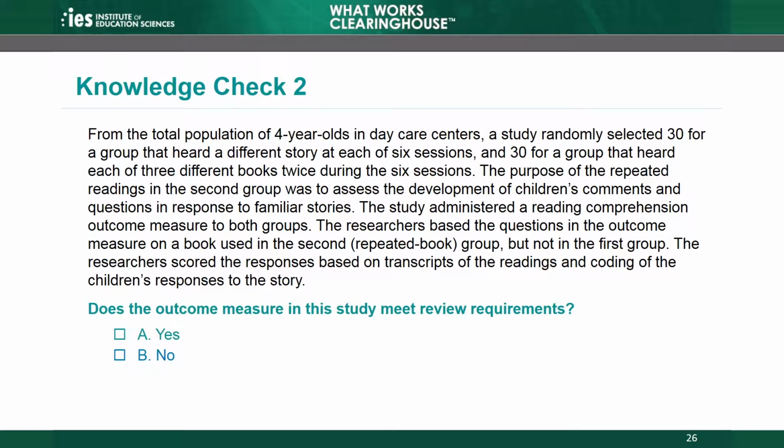B is the correct answer. The study did not use a standardized measure, so the WWC would require reliability information. The study also did not establish the reliability of the outcome measure. Additionally, there are concerns about overalignment. Members of the repeated book group had practice with the book used in the assessment. Therefore, they had an advantage over members of the other group on the outcome measure. If the study used an overaligned outcome measure, the WWC would rate analyses of the measure does not meet WWC group design standards.